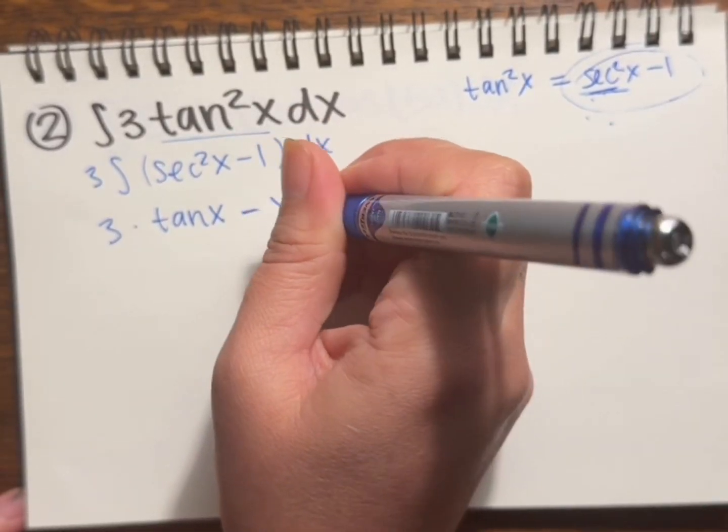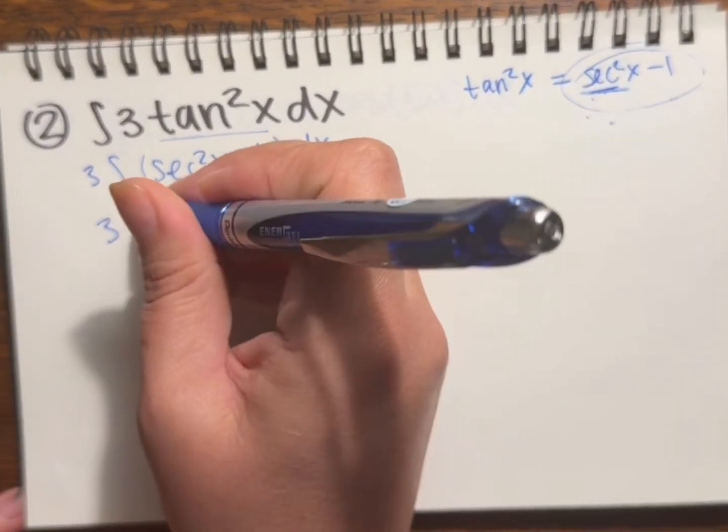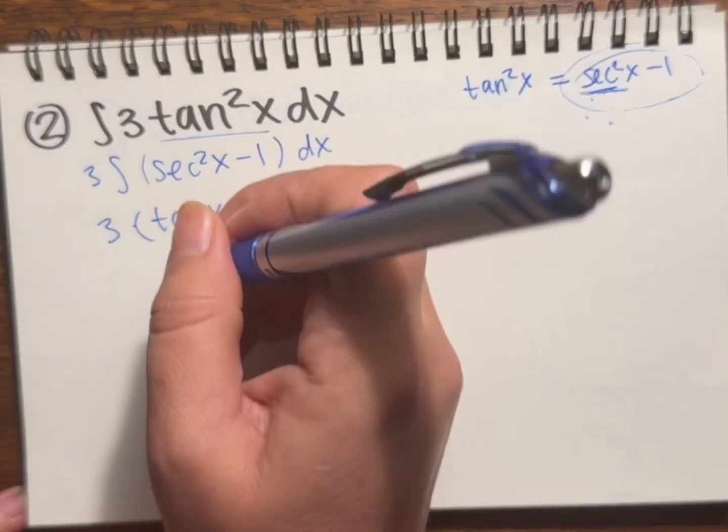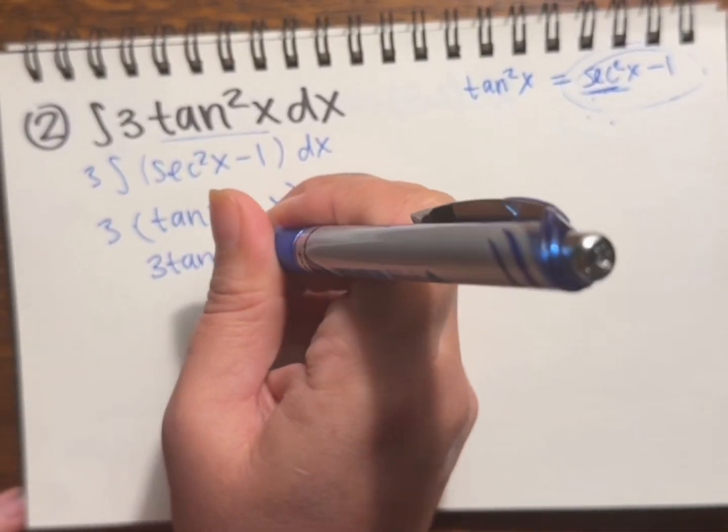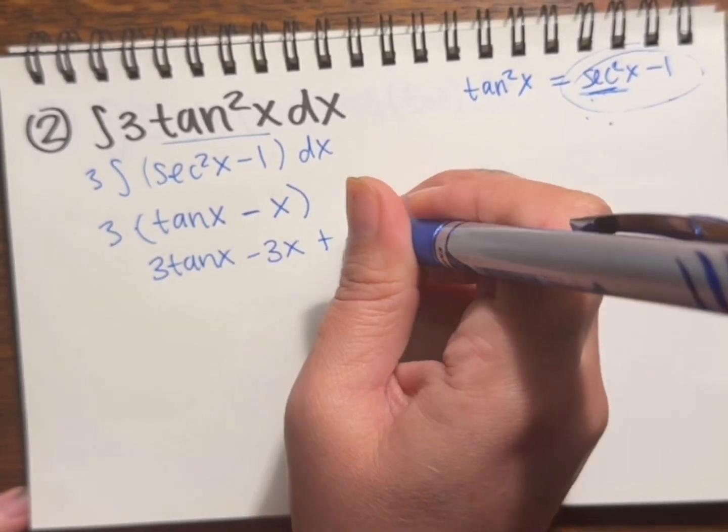And then this is just going to be minus x. And then everything's multiplied by 3. So it's 3 tan x minus 3x plus c.